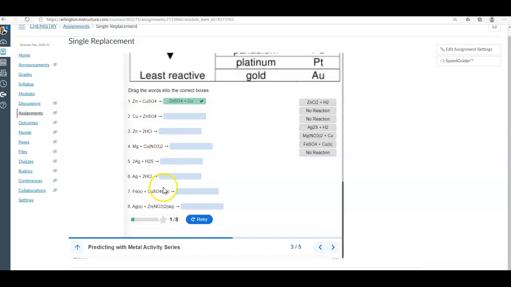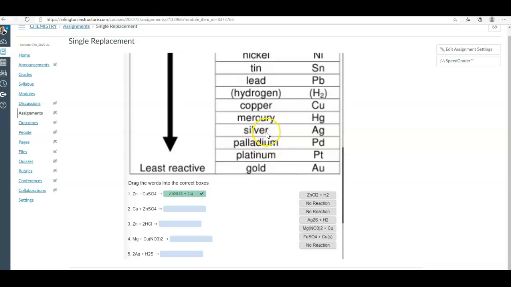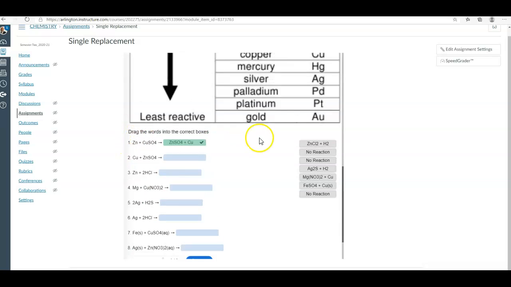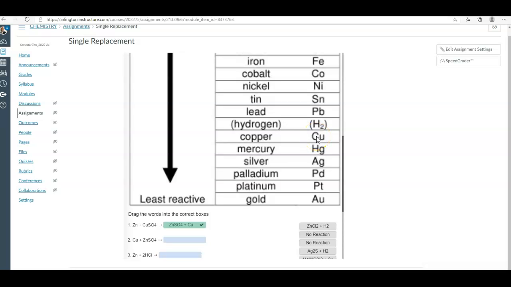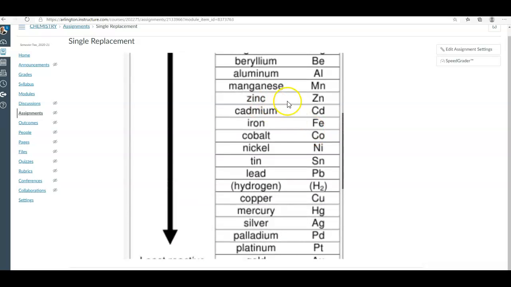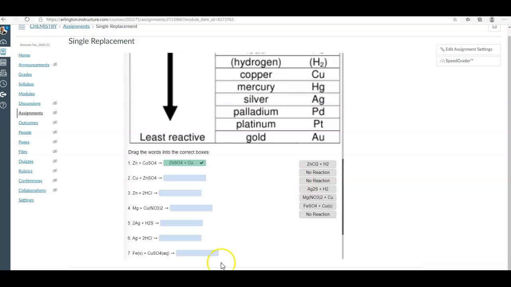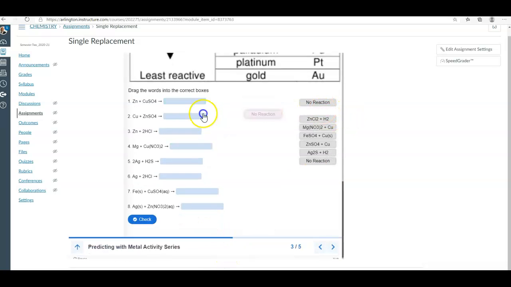You're going to look at each of these reactions and determine, based on the activity series, if the reaction will occur. If there's no reaction, for example, copper is lower than zinc, so this is going to be no reaction because copper cannot replace zinc in that compound. So therefore you say that one is no reaction. All these ones here are metals being reacted with a compound.